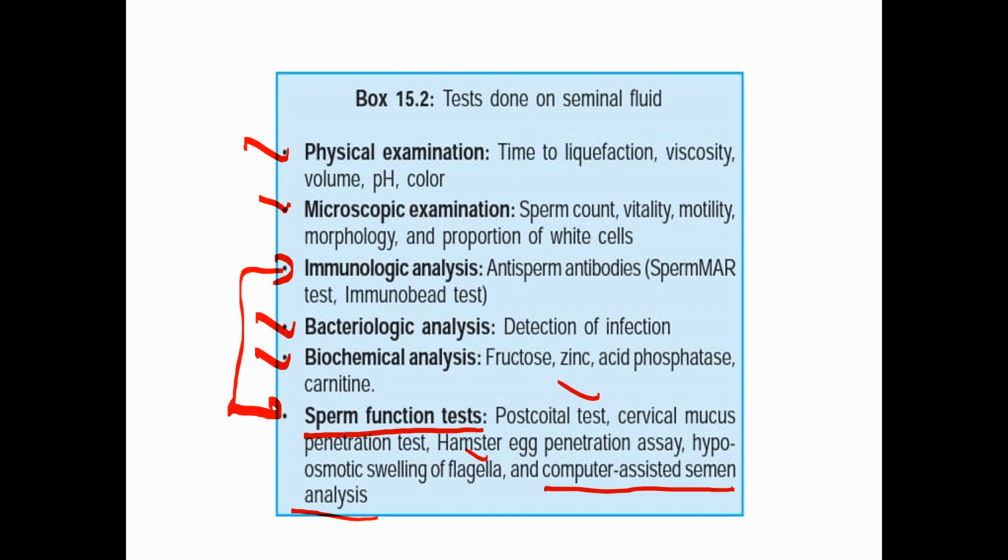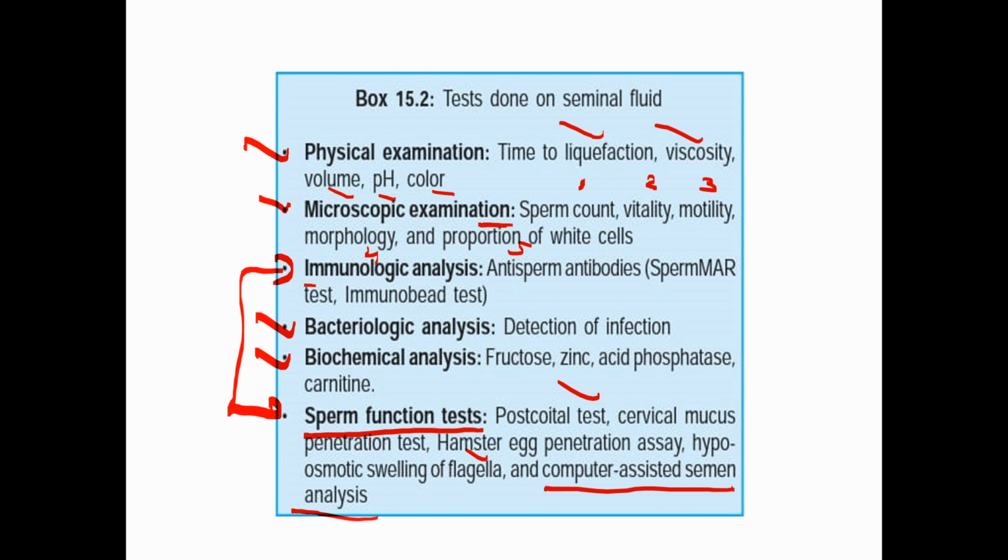So what do we look for? In physical examination: time for liquefaction, the ideal is 20 minutes, viscosity, volume, pH, and color. These are all the parameters that must be included in the lab report. Second, there are 4 things for microscopic examination. First is the sperm count by microscopy, sperm vitality, motility, and morphology. And finally the white blood cells. If the white blood cells are increased, it indicates there may be a bacterial, gonorrheal, chlamydial, or trichomonal infection.